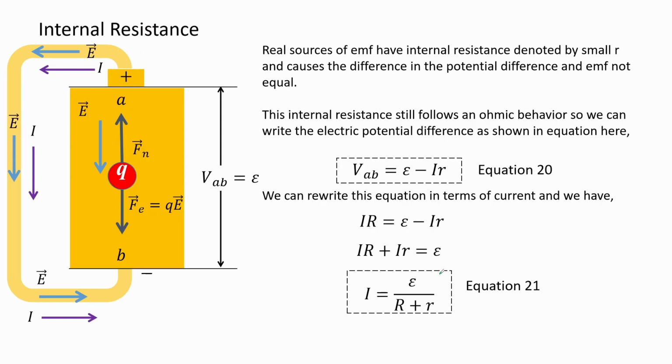Real sources of EMF have internal resistance, denoted by small r, which causes the potential difference and EMF to not be equal. This internal resistance still follows an ohmic behavior, so we can write the electric potential difference as shown in equation 20. We can rewrite this equation in terms of the current as shown in equation 21.